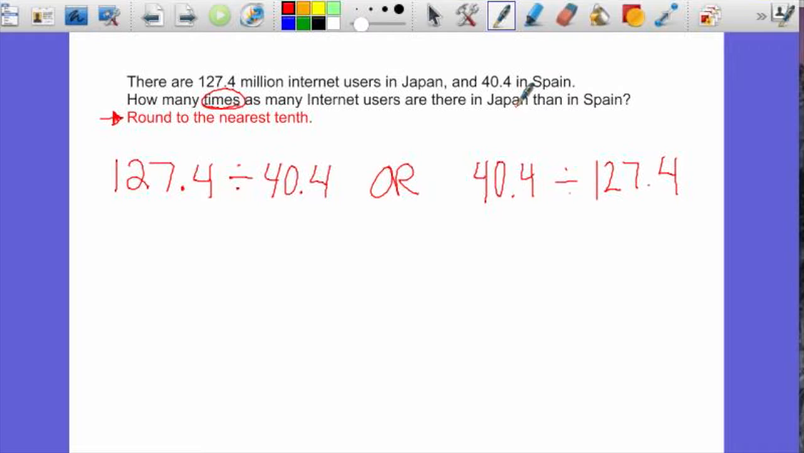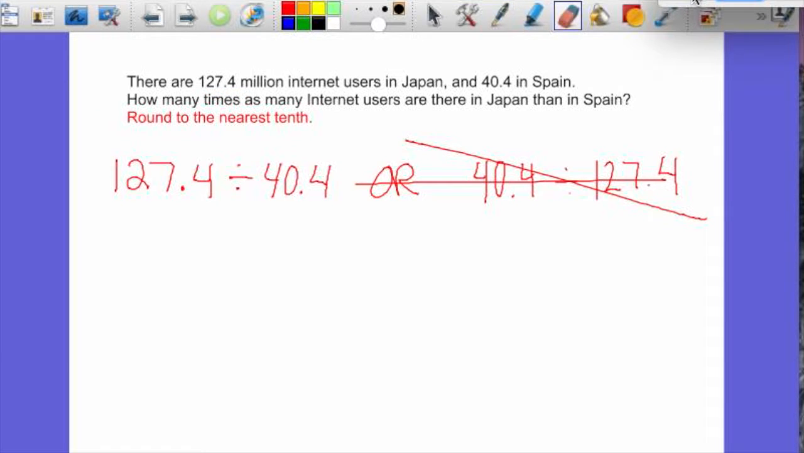We want to know how many times bigger is this Japan number than this Spain number. So we do not need to know about how many times this one will fit into Spain. Okay, so now we've figured out our problem, and we can go ahead and do our division.